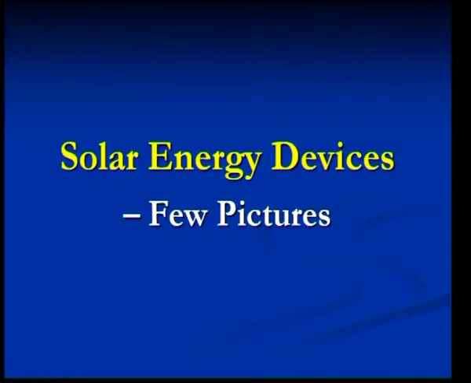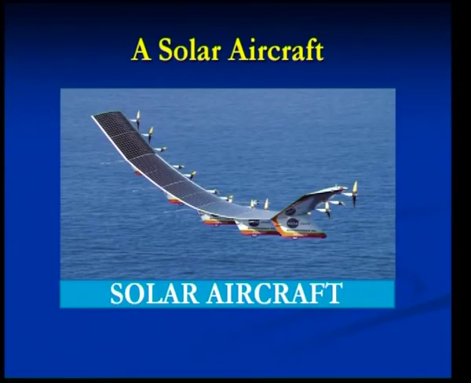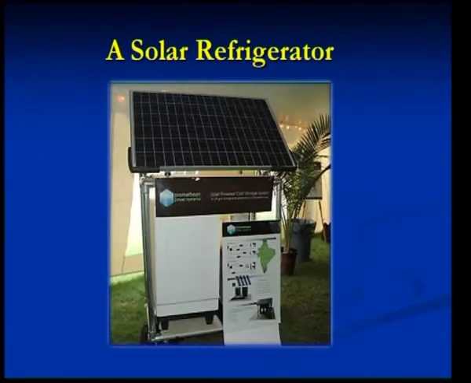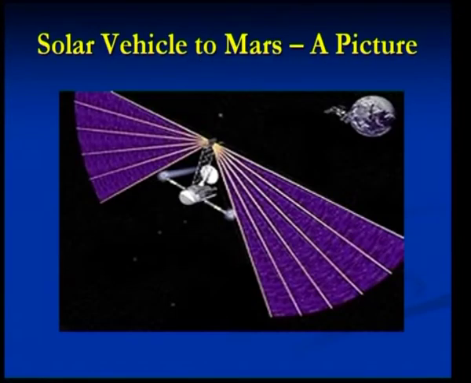Now, let us look into a few photographs or pictures of solar energy devices. This is the picture of a solar aircraft. This is a refrigerator, a solar refrigerator, which directly uses the solar power for its functioning. A solar vehicle, a space vehicle that goes to Mars, it is an imaginary picture.